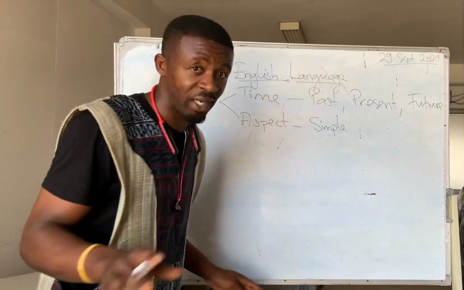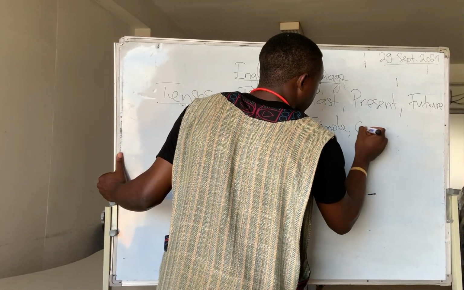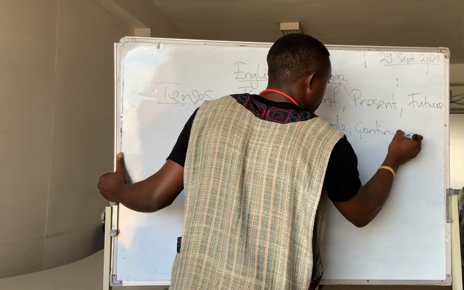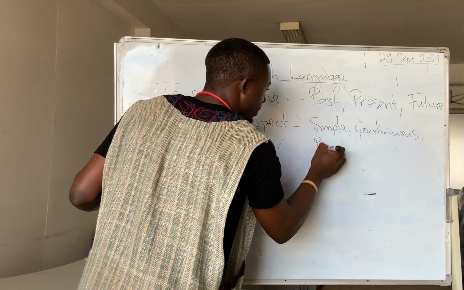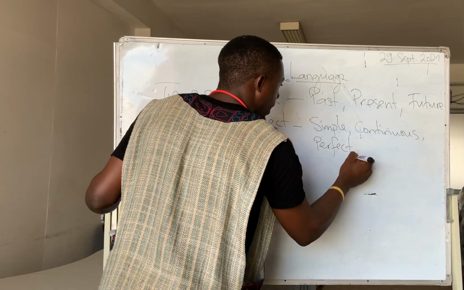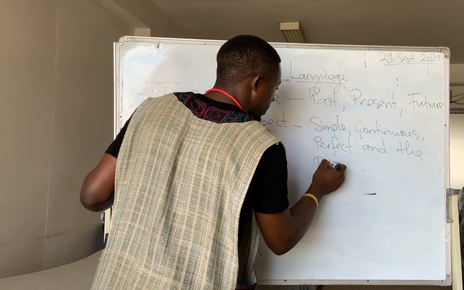So we say simple aspect, the continuous, the perfect, and the perfect continuous.